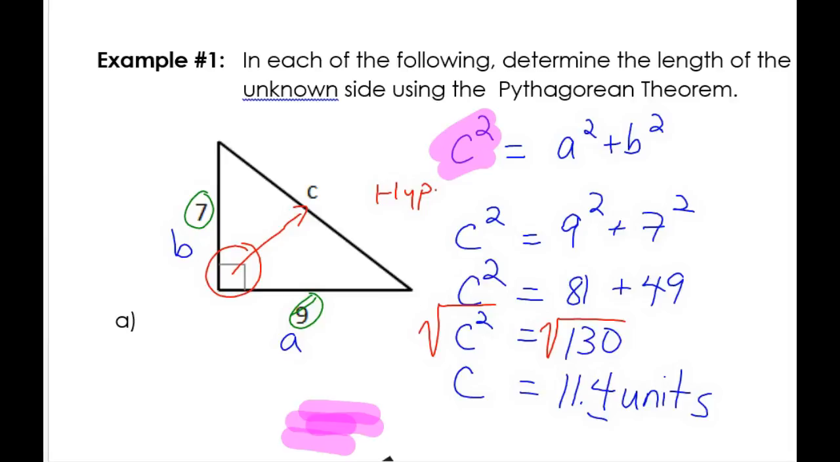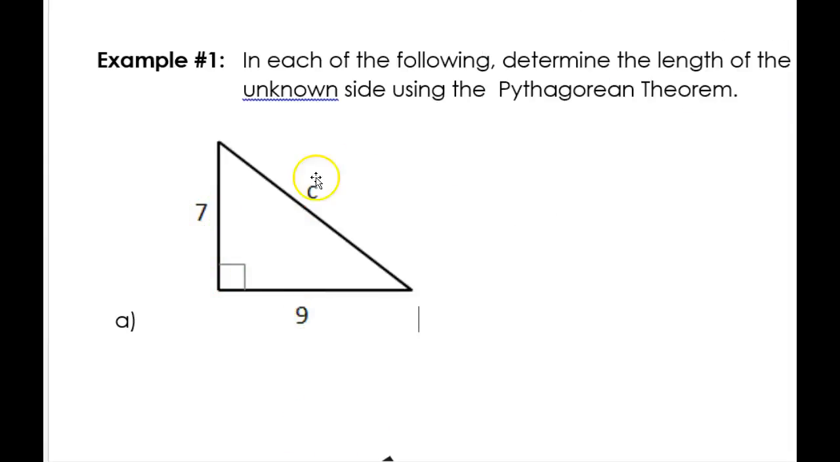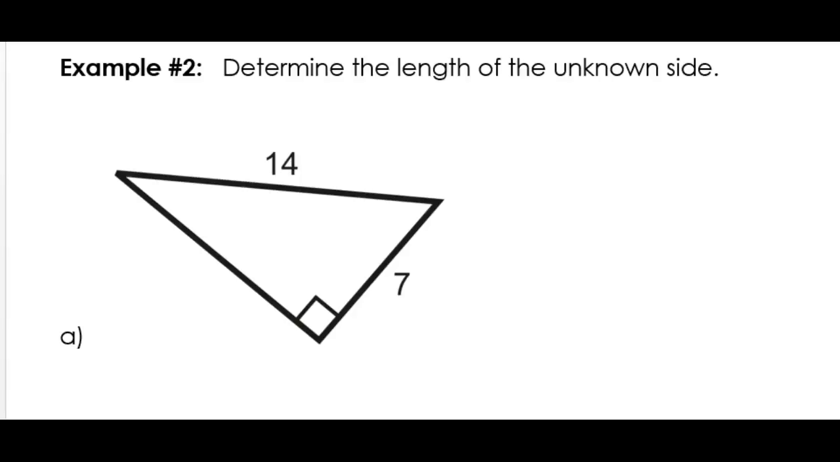What we're going to do now is move on to a second example of this type. All right, so in this next problem, we're going to up the ante a little bit. It's going to be a little bit more challenging. Right off the bat, when I look at which side is unknown, that's this side right here. So when I look carefully, I can see that here's my right angle, and so the 14 is actually my hypotenuse.